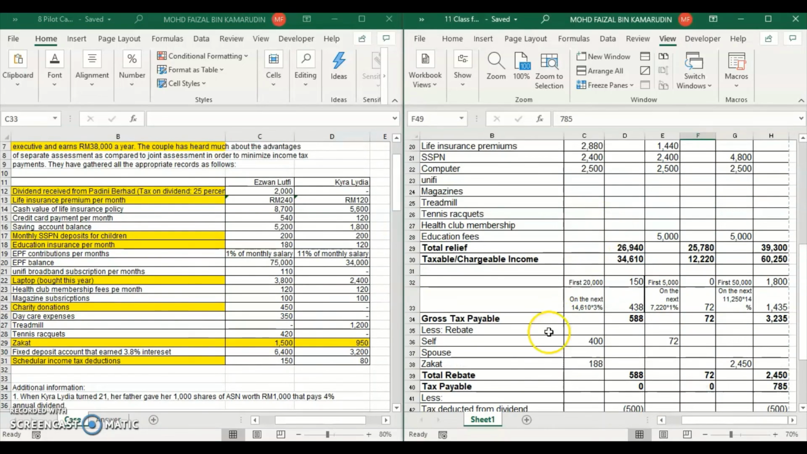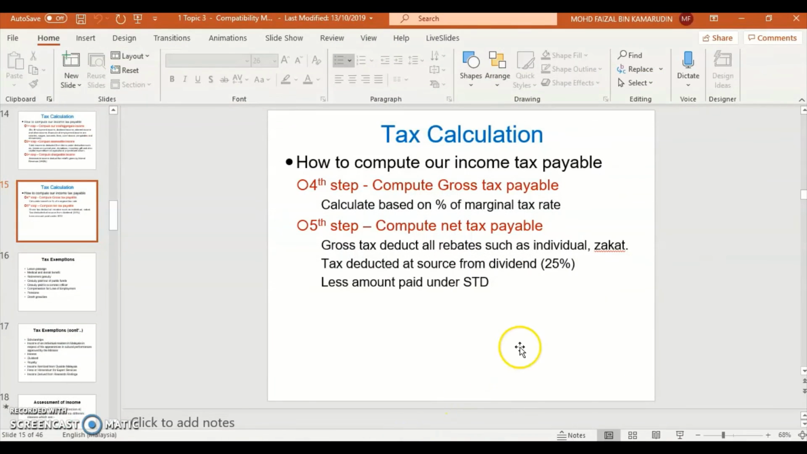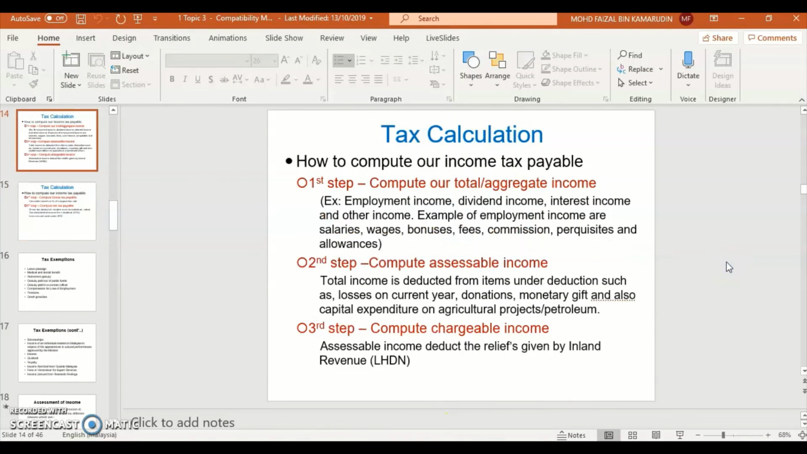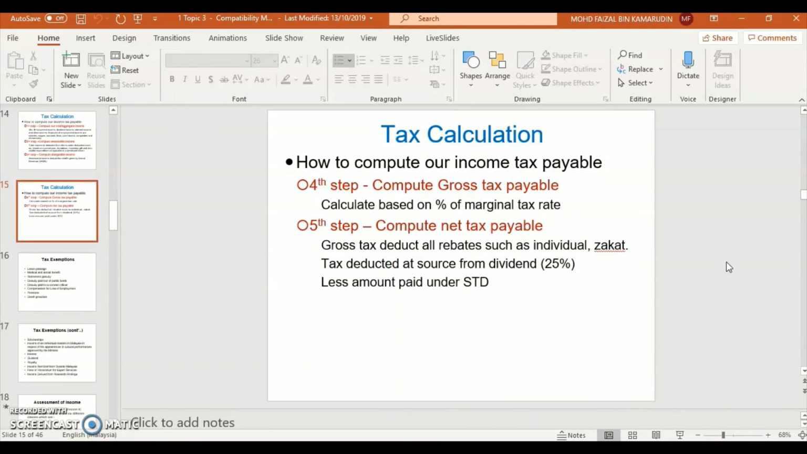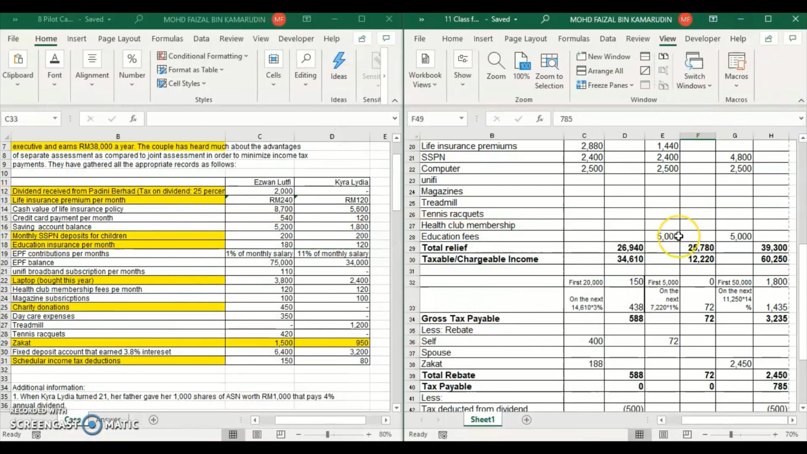So let's check the steps. If you're talking about the preparation of tax calculation, this is the 5th step that we have to do in order to prepare for the tax calculation. I hope the video will facilitate your learning on taxation. You can always ask, through whatever platform you have decided, should you have any problem.